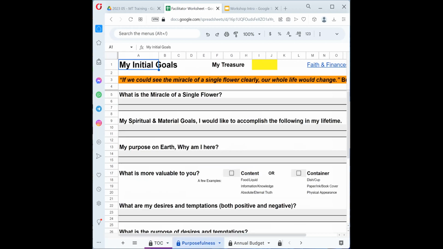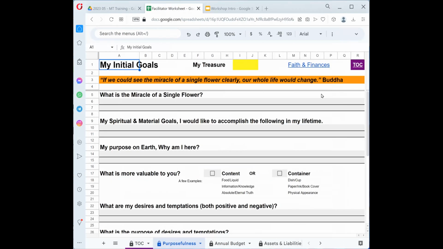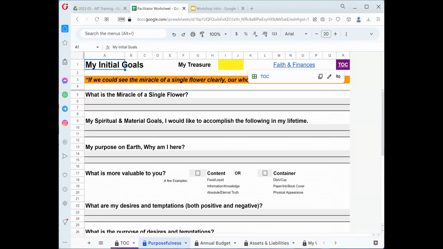All right, so let's start with the purposefulness. This was the first assignment. The purpose of this is to give us a baseline of why we are trying, what we are trying to do. Yes, we're going to learn about finances, but why?